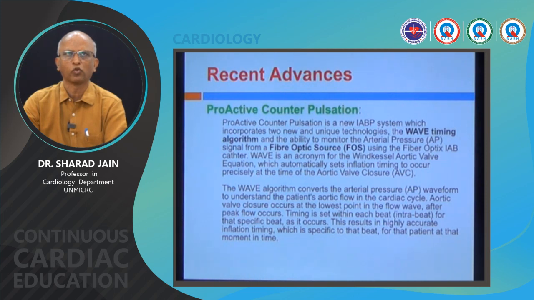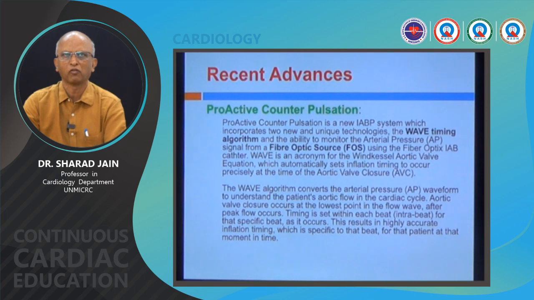And what are the recent advances? There is proactive counterpulsation. What is it? Proactive counterpulsation is a new IVP system which incorporates two new and unique technologies: the wave timing algorithm and the ability to monitor the arterial pressure signal from a fiber optic source, using the fiber optic IVP catheter. Wave is an acronym for the Windkessel aortic wall equation, which automatically sets inflation timing to occur precisely at the time of aortic valve closure.